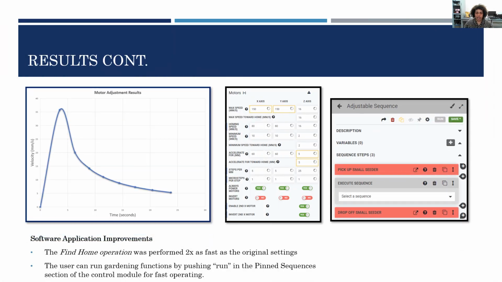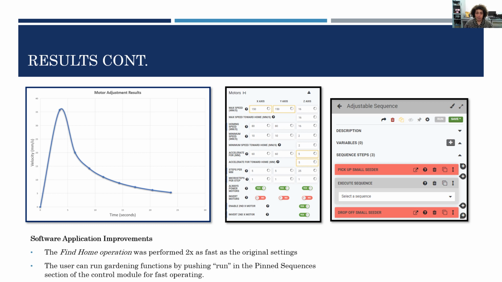On the software side, by adjusting the FarmBot's X and Y axis max and min homing speed to 80 millimeters per second and increasing the X and Y max speed to 150 millimeters per second, the find home or go to home operation was performed within half the original time.